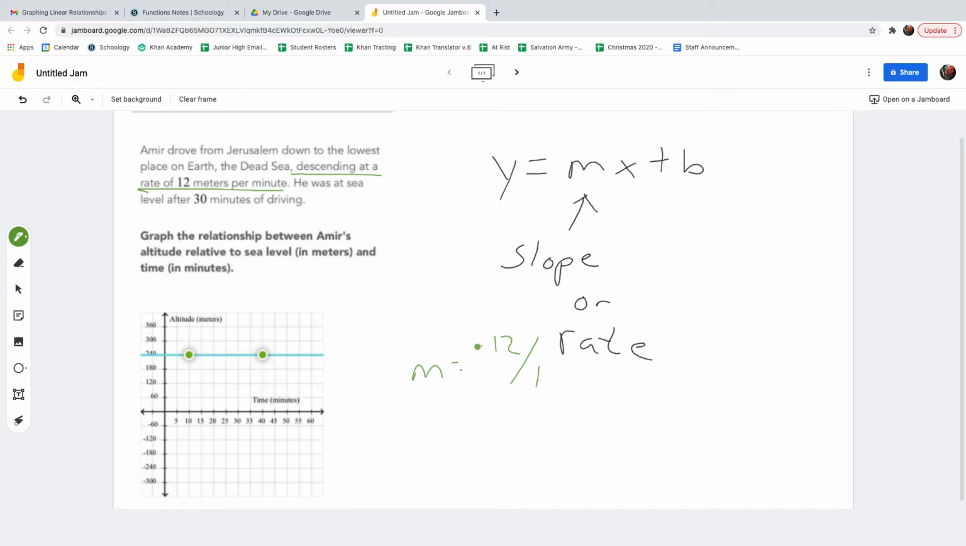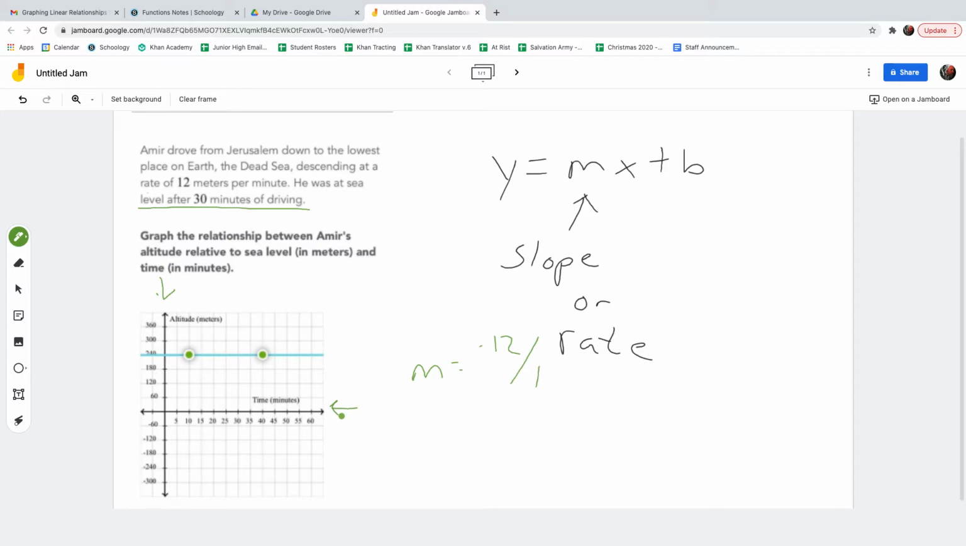Now, another interesting piece is this statement right here: he was at sea level after 30 minutes of driving. That may not make sense right now, but it will be very beneficial when we look at the graph down below. On the graph below, the y-axis represents altitude and the x-axis represents time. Now, using that last sentence, we can plot a point.